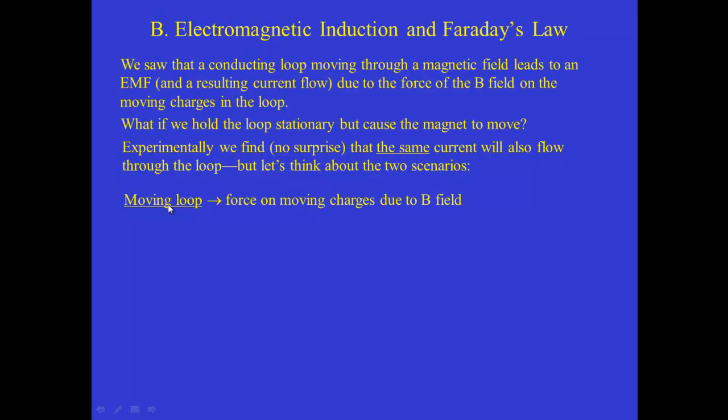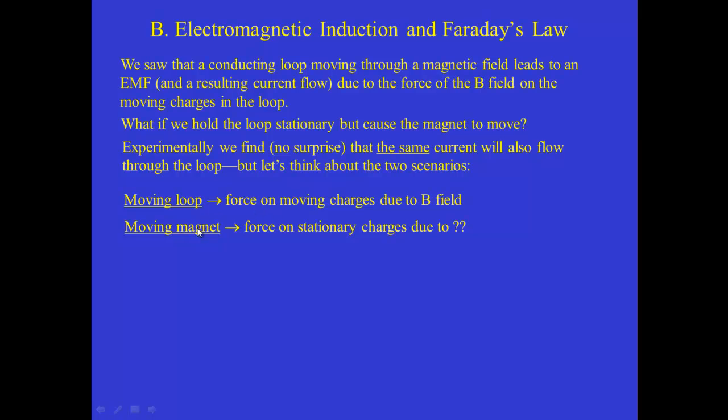First of all, the moving loop that we considered before results in a force on moving charges, the charges that are in the loop as it's moving, due to the magnetic field. And if that force causes charges to move in a net way around the loop, we get a current as a result. That makes sense. That's just the Lorentz force law.